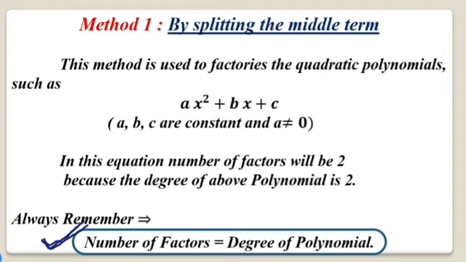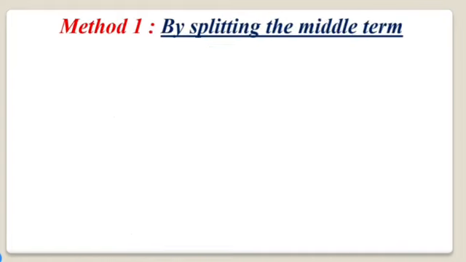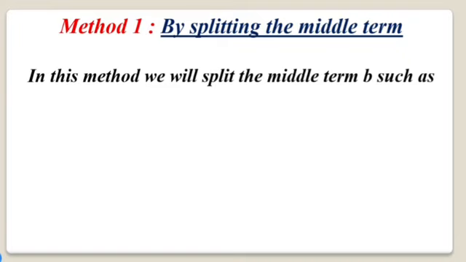Now let's see how we are going to solve a quadratic polynomial by splitting the middle term. In this method, we split the middle term b. Consider the general form ax square plus bx plus c. Here the middle term is bx. We split the bx into two terms p and q. How do we split? If we add these two terms, we get back b.